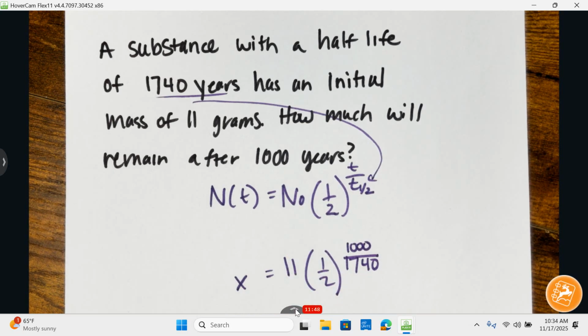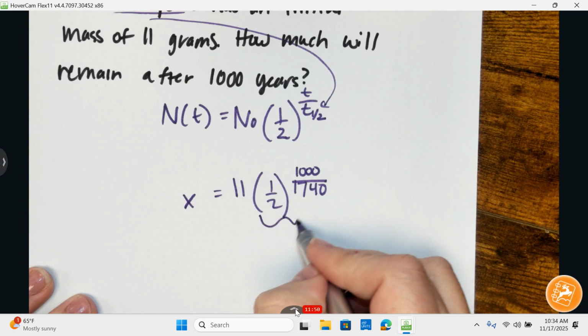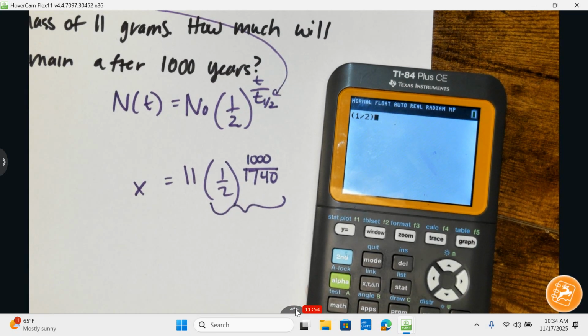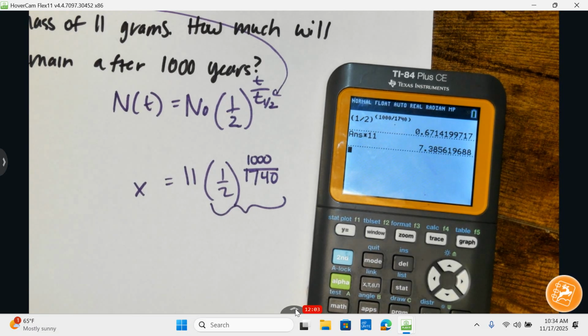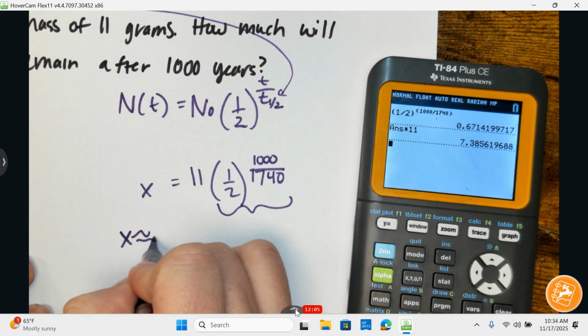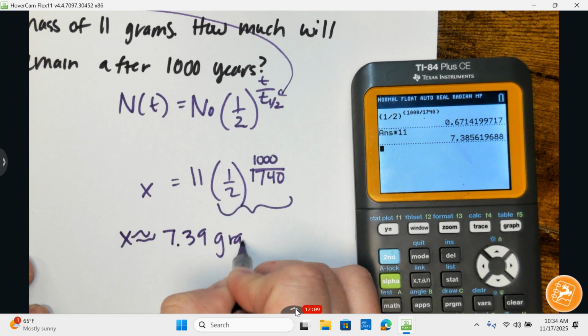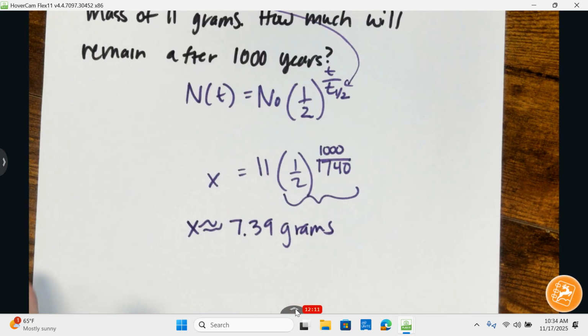I'm going to put in x. When I plug this in, I'm going to do this amount first, and then I'll take it times 11. So 1/2 raised to the. Anytime we have a fraction, we're going to put it inside parentheses, and then let's take it times 11. So remaining will be approximately 7.39 grams of substance. Okay, go ahead and complete problem number 12 in the homework next.